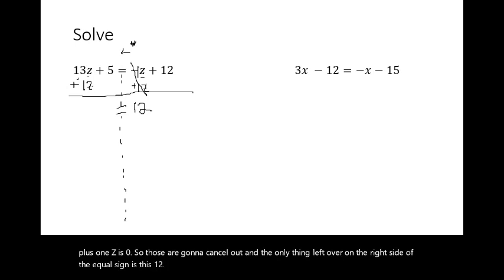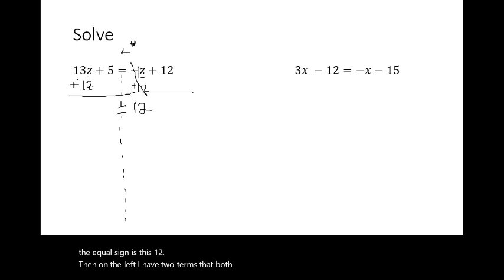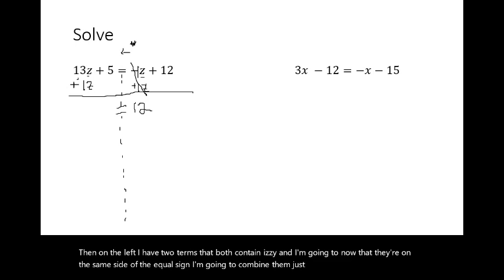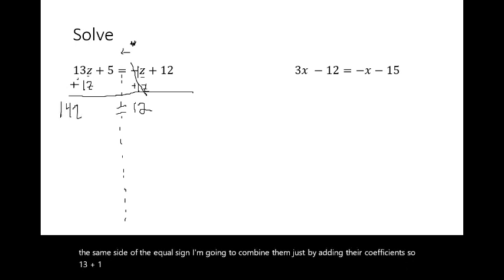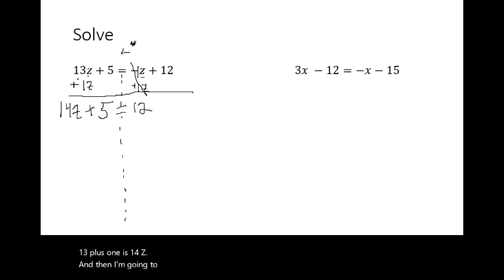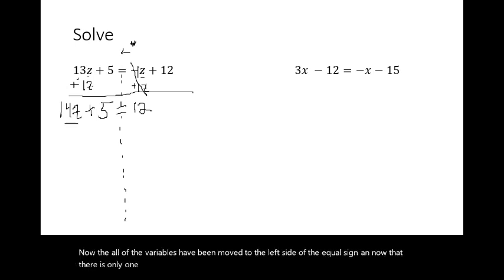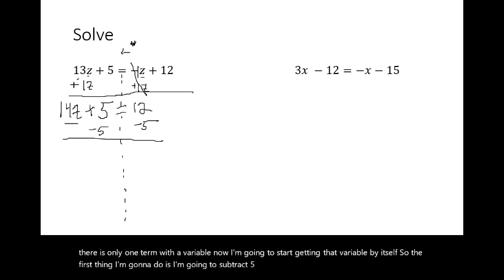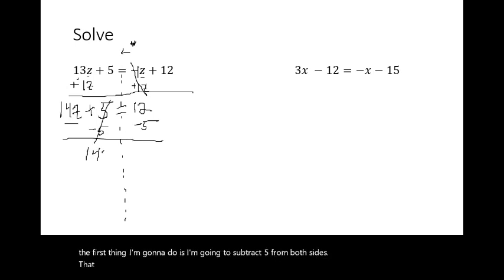Then on the left, I have two terms that both contain a z. Now that they're on the same side of the equal sign, I'm going to combine them just by adding their coefficients. So 13 plus 1 is 14z. And then I'm going to leave that plus 5 alone. Now that all of the variables have been moved to the left side of the equal sign, and now that there is only one term with a variable, I'm going to start getting that variable by itself. So the first thing I'm going to do is subtract 5 from both sides. That gives us 14z, leave the equal sign where it is, and then 12 minus 5 is going to give us 7.